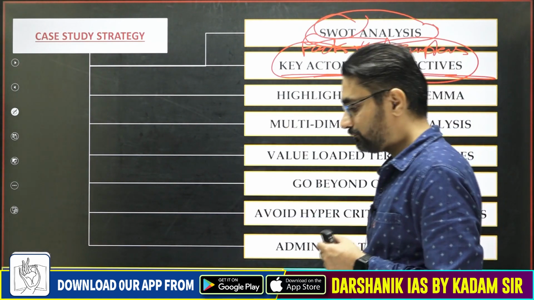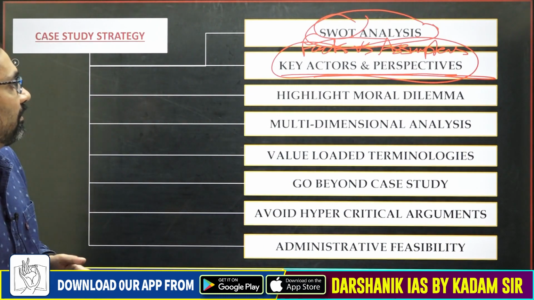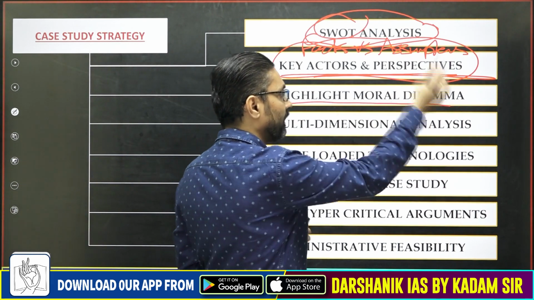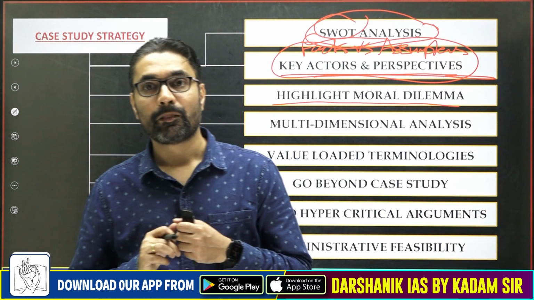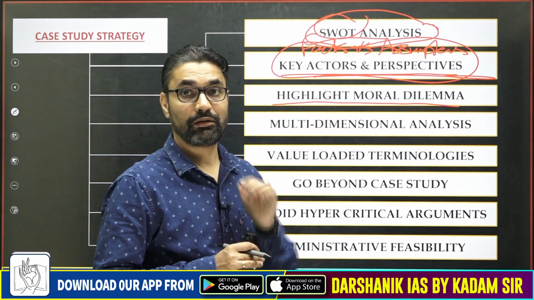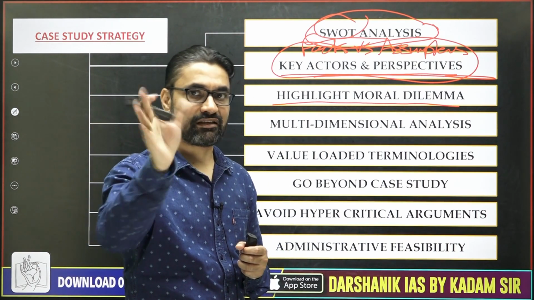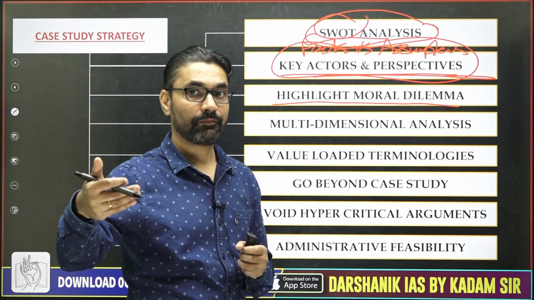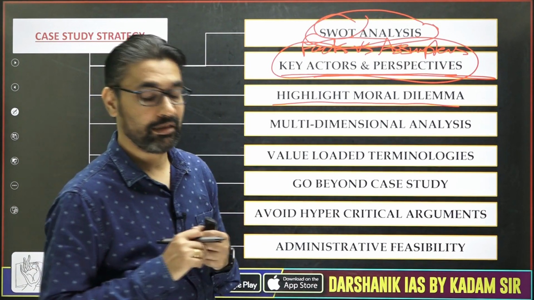Key actors and perspectives. Then, guys, the next, third point that you need to focus on is to highlight the moral dilemma. Now what do I mean by highlight the moral dilemma? So guys, in your case study you need to focus on this aspect, highlighting the moral dilemma. When you read the entire case study, you will do the SWOT analysis, fact and assumption analysis, and plot the key actors and perspectives, everything. Now you can go ahead, and the third point you need to do is highlight the moral dilemma.